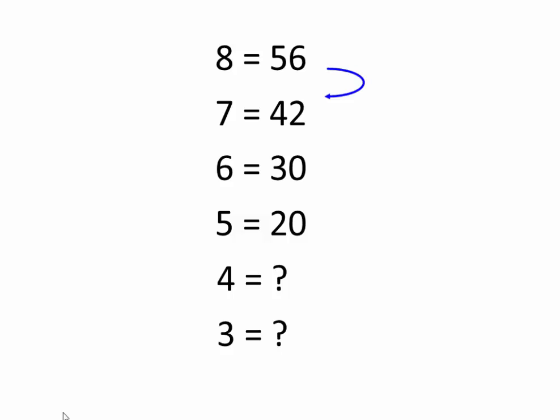Let's look at what's happening on the right. To go from 56 to 42, we've gone down 14. We then, from 42 to 30, we've subtracted 12. We've then subtracted 10 to go from 30 to 20. If you look at what is happening on the right here, we've got 14, 12, 10. So we're going backwards by 2 each time.